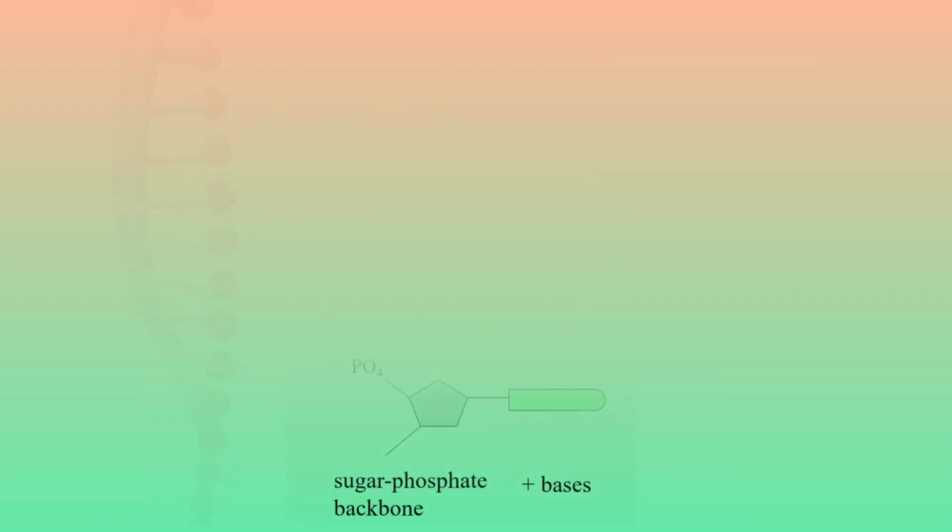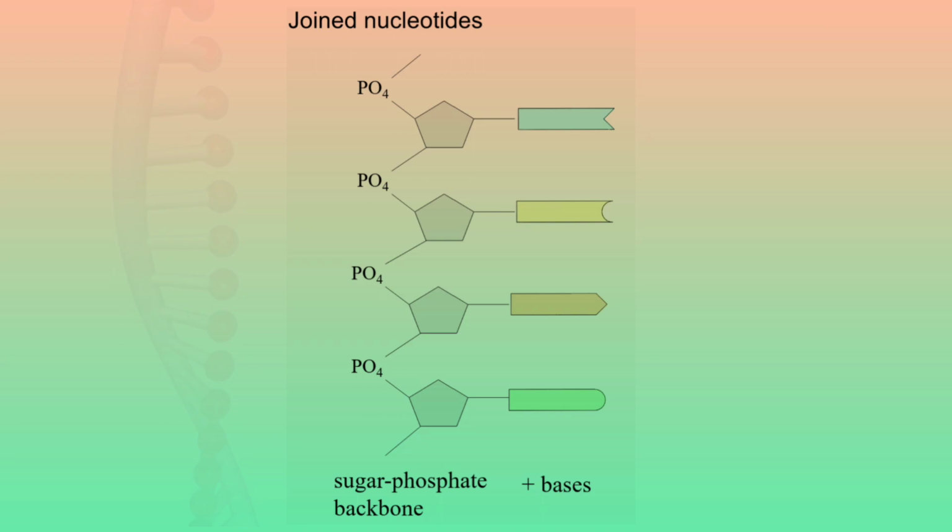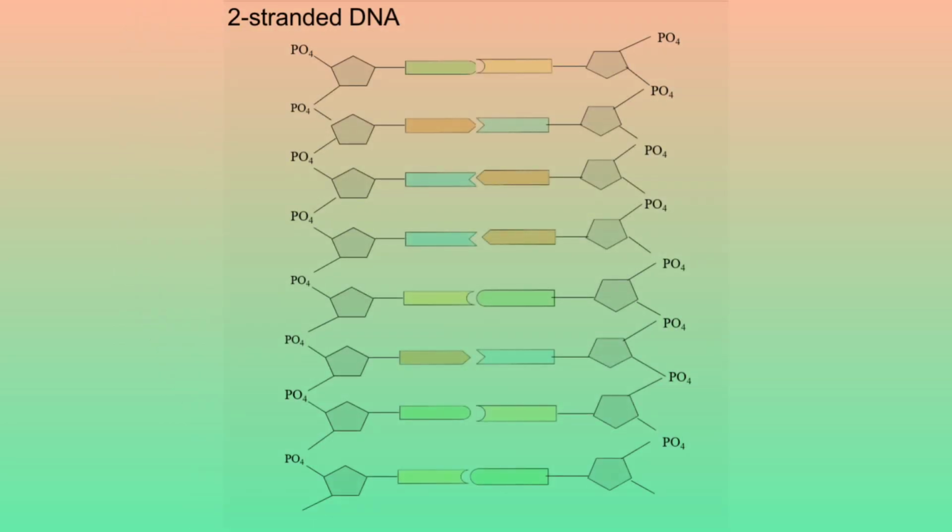A molecule of DNA is formed by millions of nucleotides joined together in a long chain. In fact, DNA usually consists of a double strand of nucleotides. The sugar phosphate chains are on the outside and the strands are held together by chemical bonds between the bases.